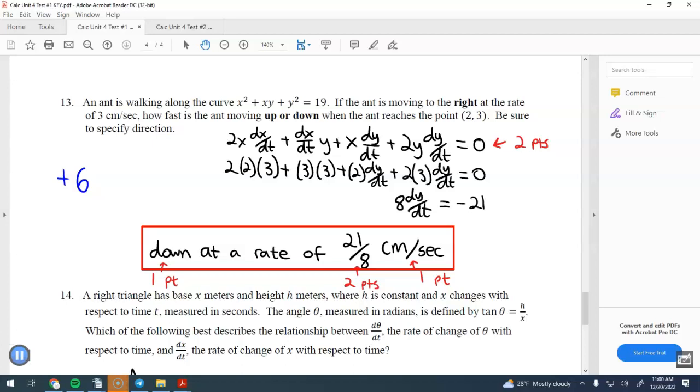Could put up at a rate of negative 21 over 8. I can accept that. So the problem is it says be sure to specify direction. So I'd really prefer down at a rate of 28. But if you put up at negative 1, it's not really technically wrong, so I couldn't mark it wrong. Fair enough?